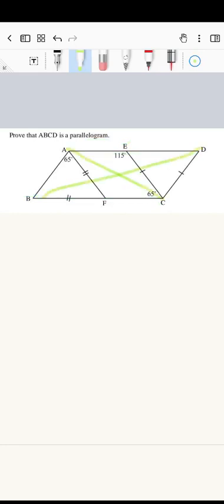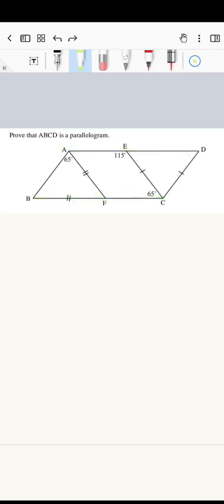And the third one is going to be dealing with diagonals, but we don't have diagonals right now. But if we can prove that our diagonals bisect each other, so if I can prove that this one and this one is equal, and that this one and this one is equal, then I've proven a parallelogram. Clearly it's not going to be that last one because you don't have any diagonals. We don't have enough information to prove that those lengths are equal.